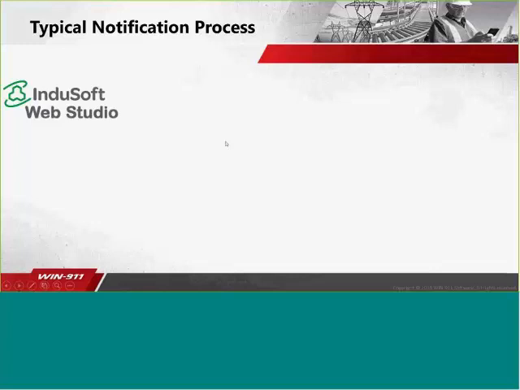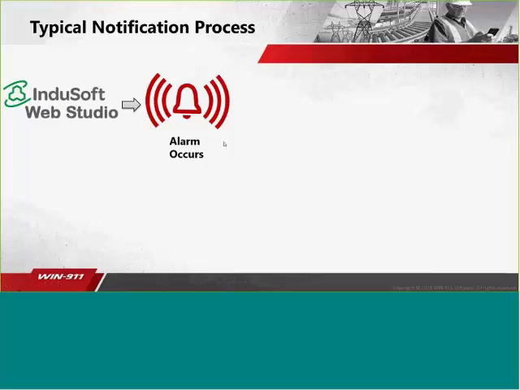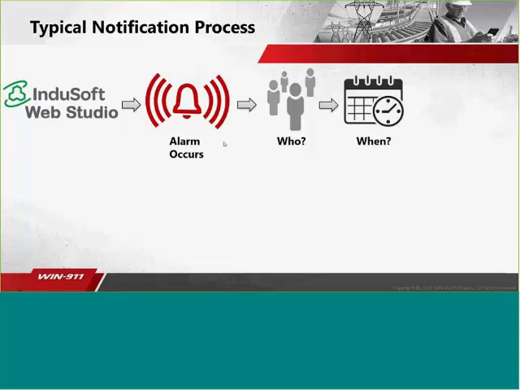If you have a SCADA system like Web Studio, an alarm occurs. This is what a notification process would look like without WIN911, I suppose. An alarm occurs, and you need to figure out who you need to notify. Maybe you have a list of people, maybe you have someone working a front desk that just knows who needs to be notified. Then they need to check to see if that person's available. Are they working today? Who's on schedule? Who can actually respond? And how can you notify them? Do you call them? Do you page them? Do you send an email, SMS? There could be a variety of different ways to notify somebody.